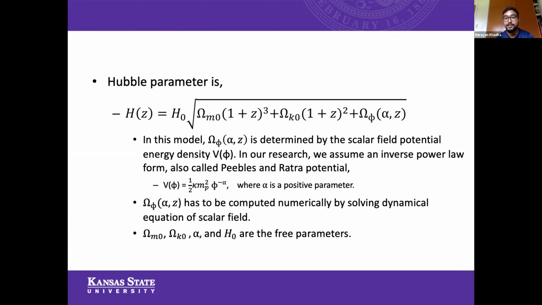In our research, we assume an inverse power law form for this potential, also called the Peebles and Ratra potential, and this potential is given by this equation here. Alpha is a positive parameter here. We can compute omega phi by solving the dynamical equation of the scalar field numerically. In this model, the free parameters are omega m naught, omega k naught, alpha, and H naught. We need to determine these free parameters by using observational data. In these models, if we want to consider flat spatial curvature, then we need to put omega k naught equal to zero. So in general, we have three pairs of cosmological models.